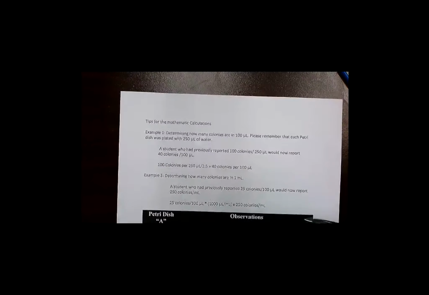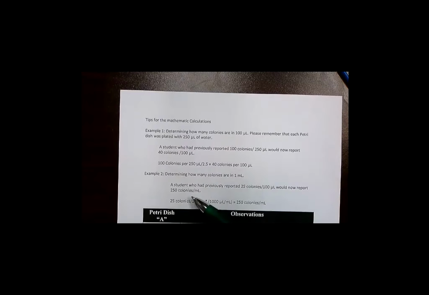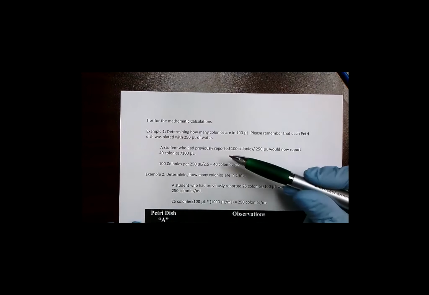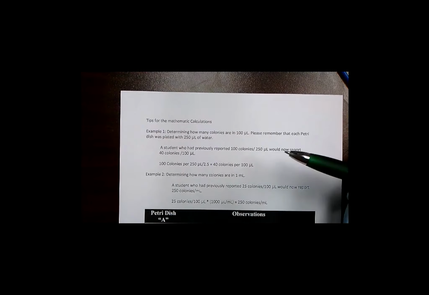So if you look up under example 2, you have an example. A student who had previously reported 25 colonies per 100 microliters would now report 250 colonies per ml. So what they've done is they've multiplied by 10 to get 250 colonies. You can do this out with the cross multiplication, the cancel out method, so they can see how the units cancel out and transfer. I'll let you guys do that. But those examples are there, so you can work backwards from them with your students.